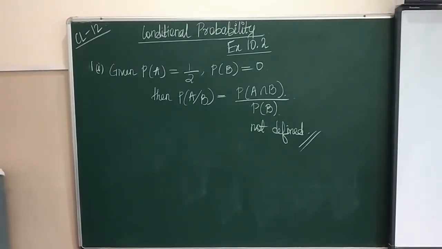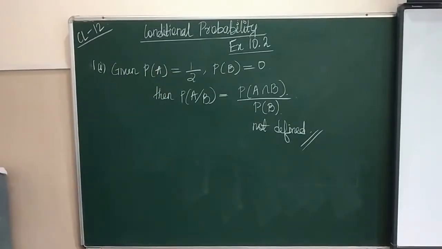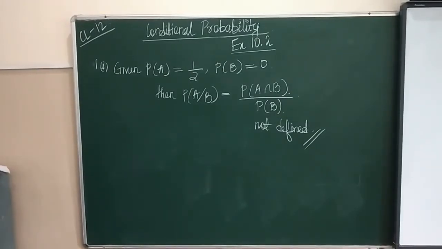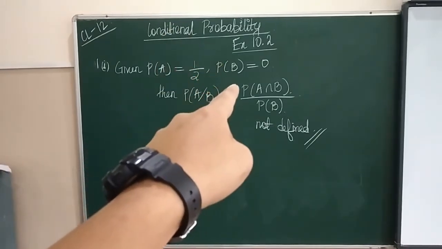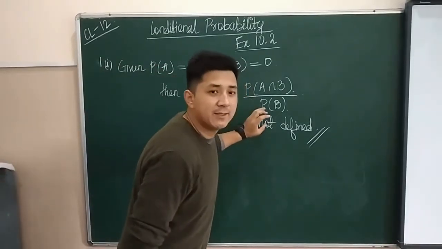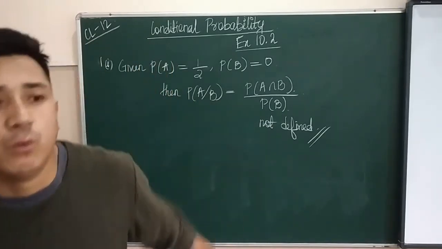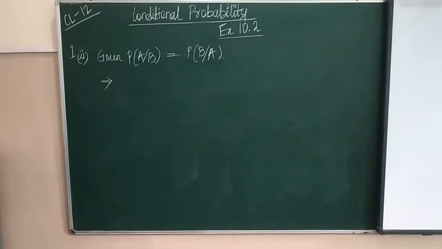The first question you can see in exercise 10.2 is: given P of A equals half and P of B equals 0, what can you say about P of A/B? We know the formula is probability of A intersection B divided by probability of B. But when you put the value for probability of B, which is 0, anything divided by 0 is not defined. So hence, this probability will not be defined. That is the answer. Pause the video, note it down.